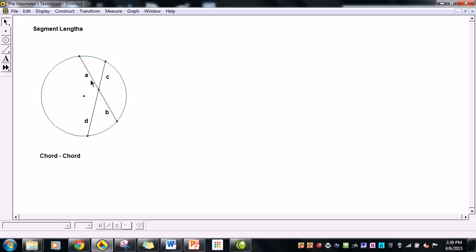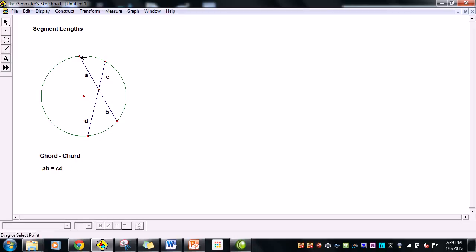So what happens is when two chords intersect at this point of intersection, the product of their pieces will be equivalent. Not necessarily the whole chord lengths, but the product of their pieces will be equivalent, meaning A times B will be equal to D times C. So AB equals CD. I call that the chord-chord rule. Most people do.